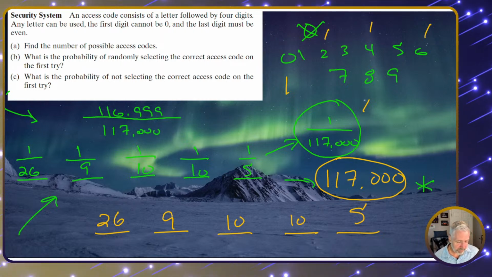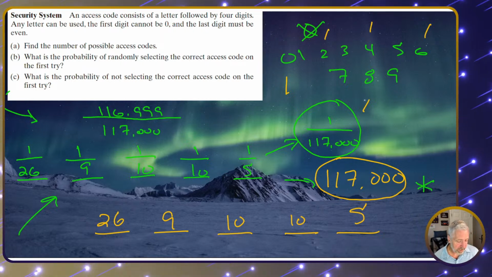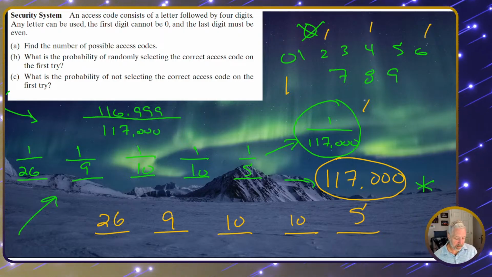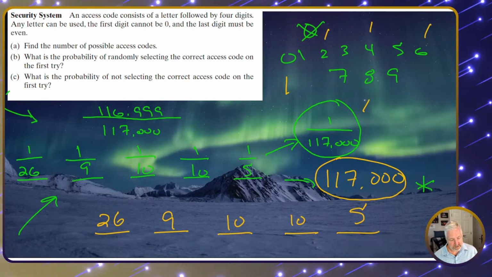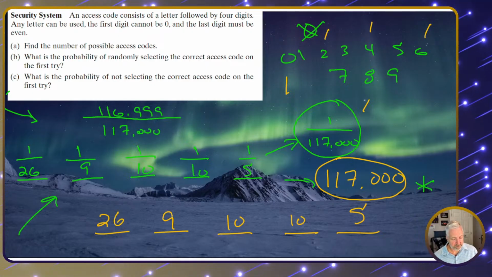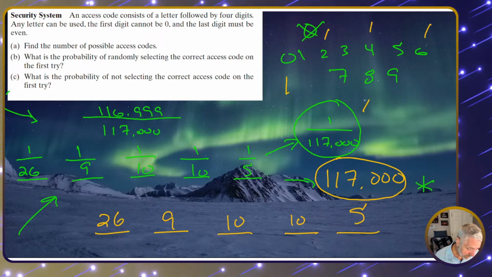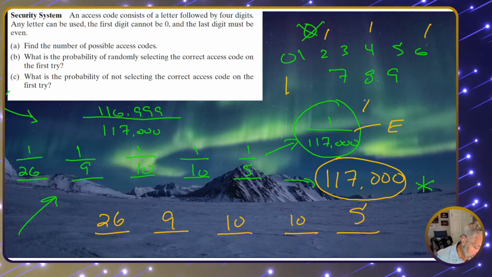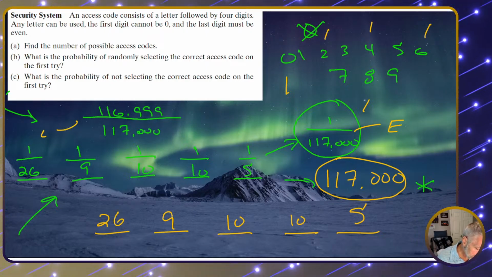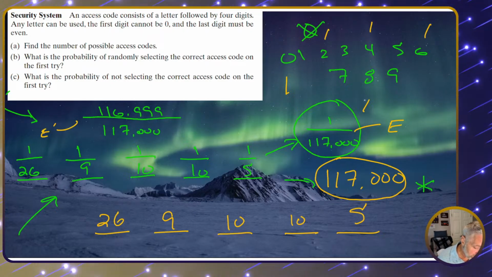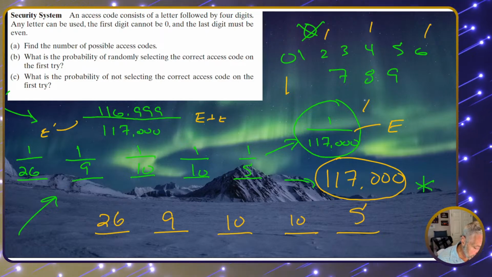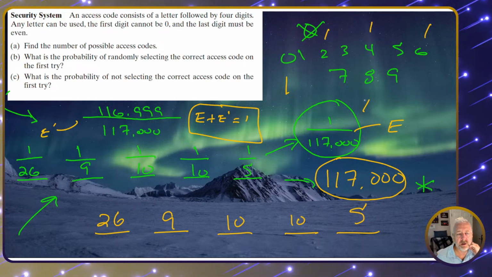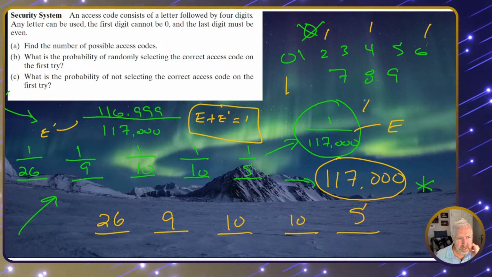And then the last, we're just looking for the complement. What is the probability of not selecting the correct access code on the first try? And that is 116,999 over 117,000. Because, let me see if I can fit it in here, if this is E, and this is E prime, the complement of the other one, we know that E plus E prime is equal to 1. And that's what I'm using here to find that 116,999.